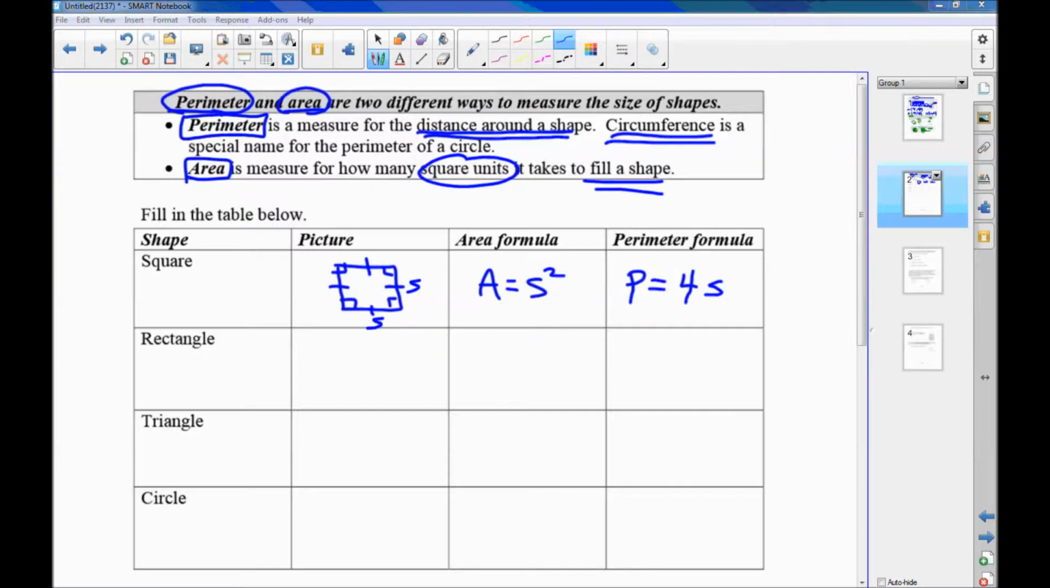All right, rectangle. A rectangle is a quadrilateral, so 4 sides again. And what's special about a rectangle is opposite sides are the same. Not all 4 necessarily. So a square is a rectangle, but a rectangle is not a square. And it has all right angles. So an area formula for rectangle is A equals length times width. Length and width are the names we give for the 2 different sides. And then the perimeter formula is 2 lengths plus 2 widths.